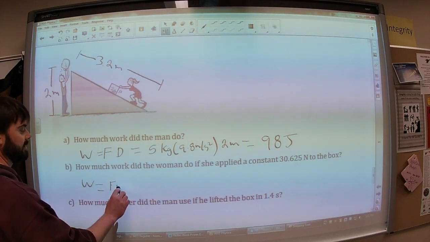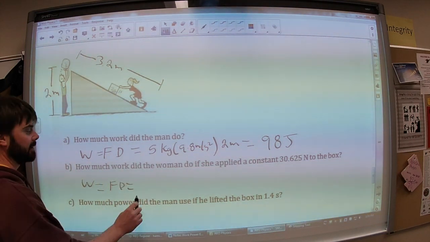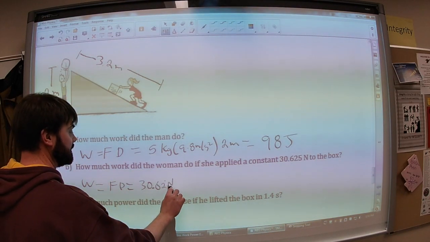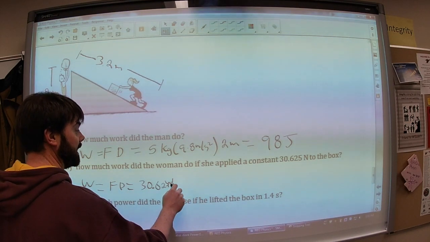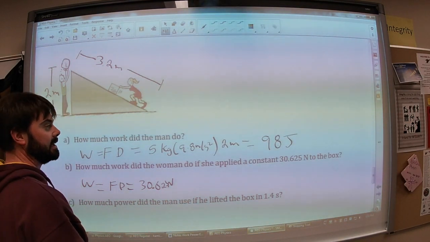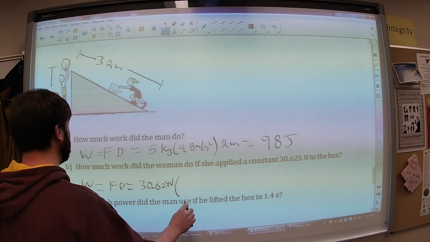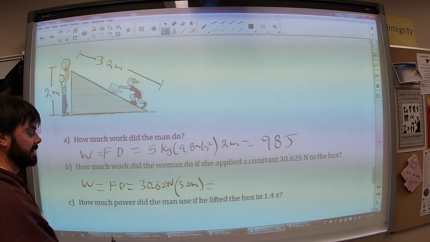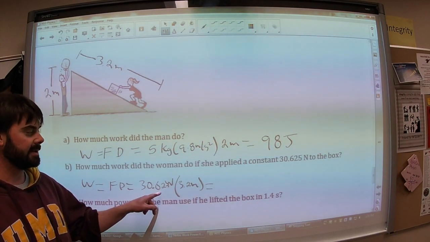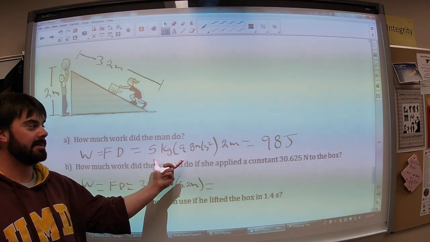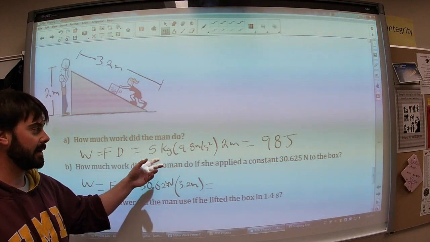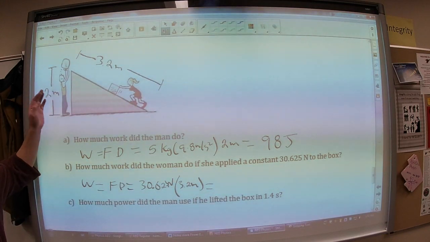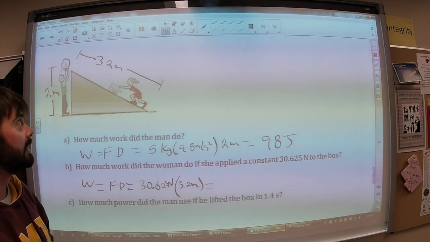Let's see what we got. We got force times distance. They say that the girl has to apply 30.625 newtons to the block, and this is already in a force, so we don't have to convert that, and she pushes it a length of 3.2 meters. Now just to kind of point out, this force, 30.625, is less than the 5 times 9.8. This will give you approximately 50. So you can see she applies less force, but she's got to apply it over a greater distance. So instead of 2 meters, she's got to apply that force over 3.2 meters.